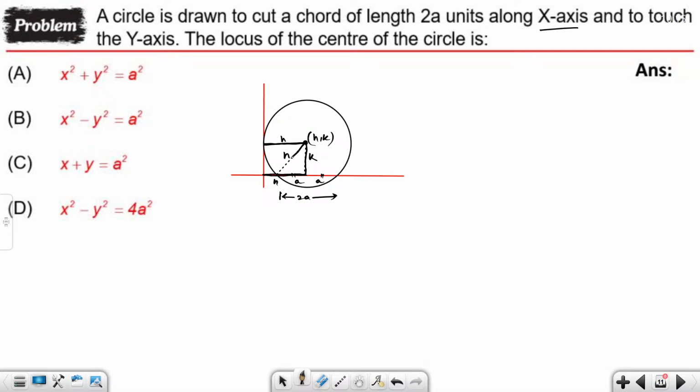So by taking this right angle triangle, I am applying the Pythagoras theorem. So we can say K square plus A square is nothing but H square. So we are getting H square minus K square equals A square. Therefore, the equation of the locus is X square minus Y square equals A square. That's it. As simple as that. Hence, option B is correct.